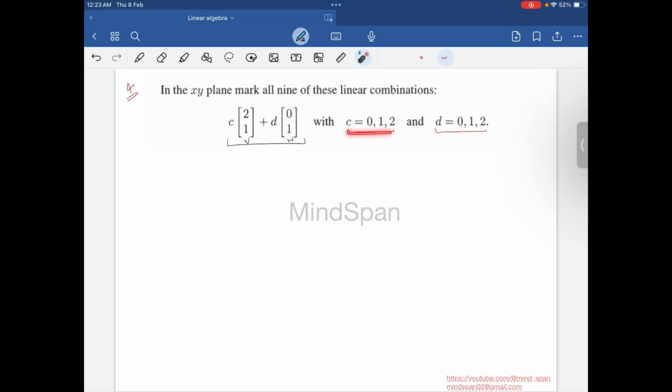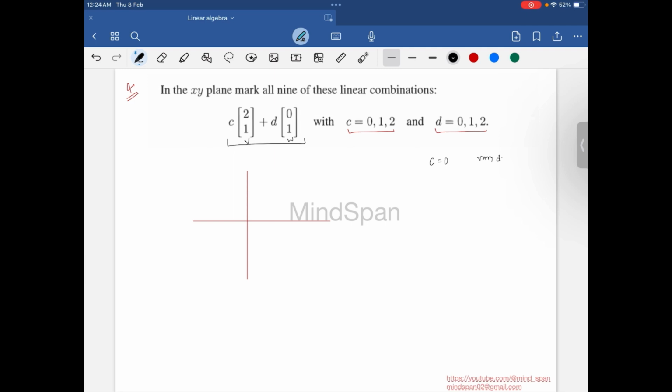So if we have c and d as 0, 1, 2, and d equals 0, 1, 2, then what are the points? Because in this case we will be getting points, we will not be getting any line or any plane, right? So let me first of all draw this 2-dimensional space, because our vectors v and w belong to some 2-dimensional space, right? So what we can do, we can pick c equals 0 and we can vary d, right?